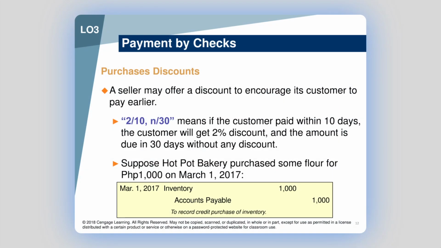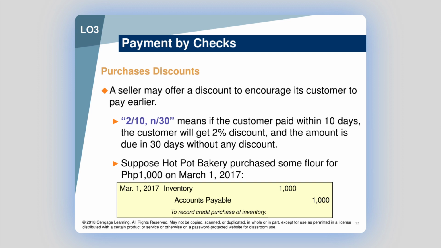Also very important here is about your purchase discount in your inventory. A seller may offer a discount to encourage his customers to pay earlier. Yes. So, to have prompt payment. Yan naman yung pinaka-goal natin, the reason why we have our purchase discount. Alright, ano ang ibig sabihin ng 2/10, n/30? It means that if the customer pays within 10 days, you are given a 2% discount, and the credit term is 30 days.